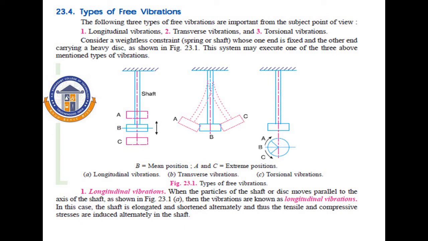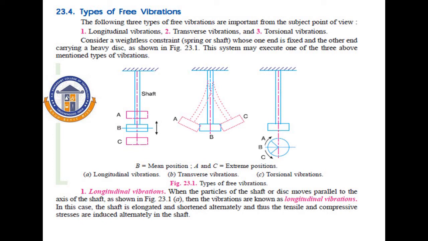The second one is transverse vibration. Diagram B shows an example of transverse vibration. The blue position B shows the neutral position, A the left extreme position, and C the right extreme position. When an external force acts, if the vibration takes place perpendicular to the line of action, then that vibration is known as transverse vibration.